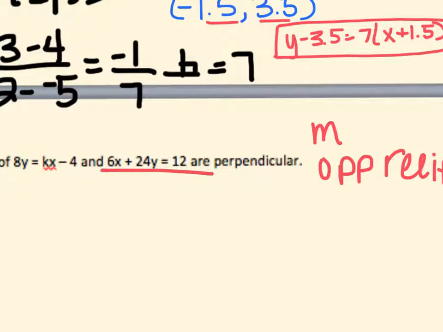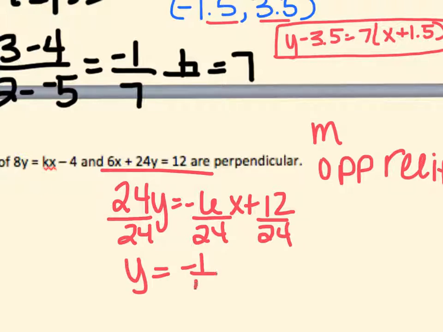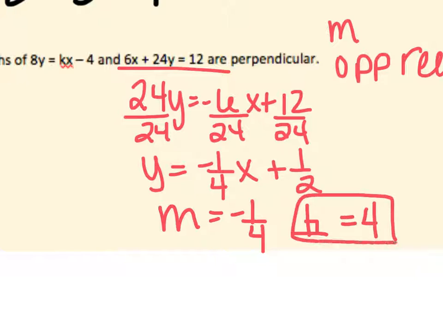So I'm going to go ahead and move the 6x over by subtracting it. And then divide everything by 24. Okay, so the slope of the line is -1/4. So the perpendicular slope that I need to force the other line to be is going to be a +4.